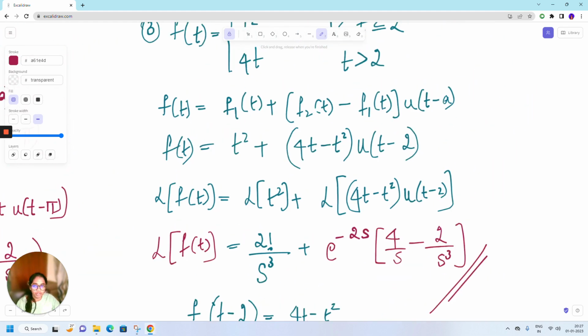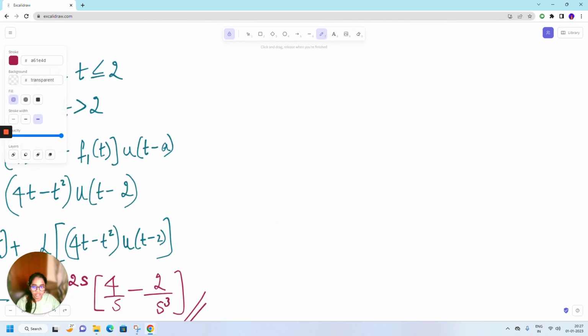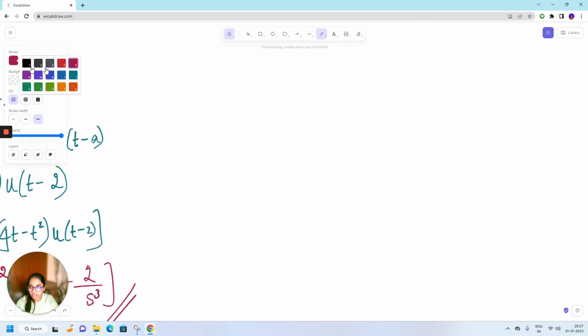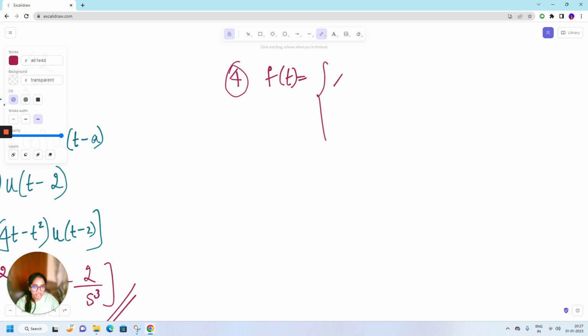Okay. Moving on to our next problem, that is the fourth one. The question goes something like: find the Laplace transform of f of t equal to sin t, for 0 less than t less than or equal to pi by 2, and cos t for t greater than pi by 2.